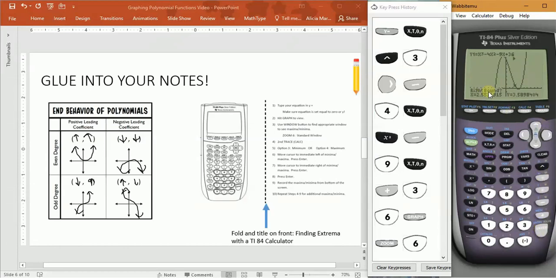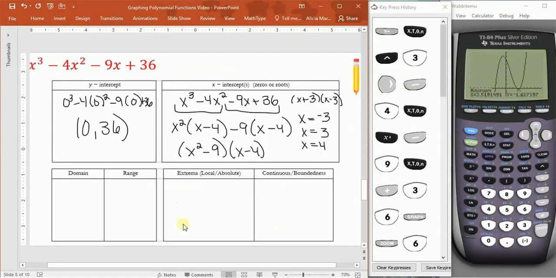Now he says, hey, go to the right side of the minimum. So I'm going to arrow over, make my turtle go to the right side of the minimum. Push enter, and then you're just going to press enter again. What it should do is pull up the minimum for you. I'm going to make a little note of that. My minimum is at a point of, I'm going to put min, I have 3.5 comma -1.6 roughly.